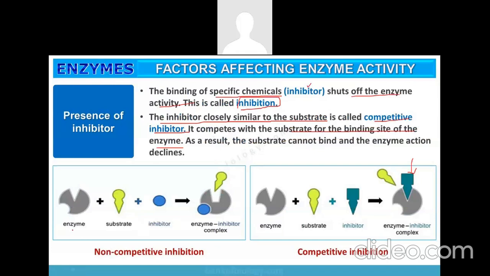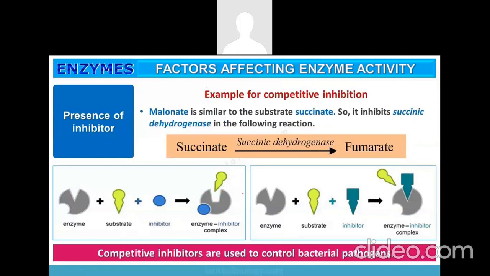Third one, the presence of inhibitor. The binding of specific chemicals shuts off the enzyme activity, which means if any other substance is going to come and form a substrate complex apart from the enzyme, then it is called an inhibitor, and this process is called inhibition. The inhibitor will closely look very similar to the substrate, and it is called the competitive inhibitor.